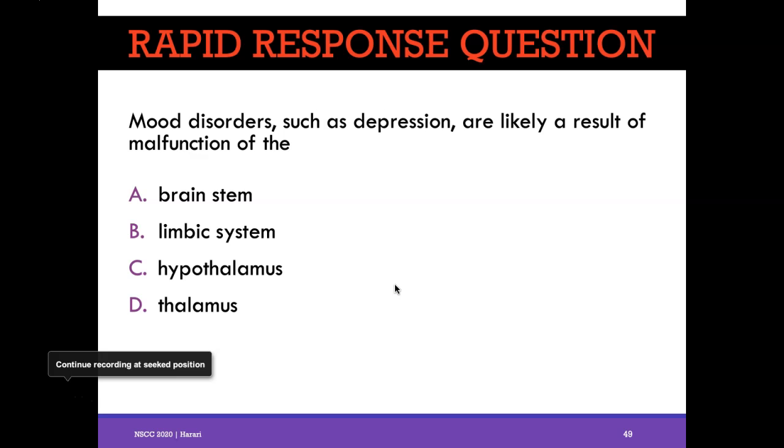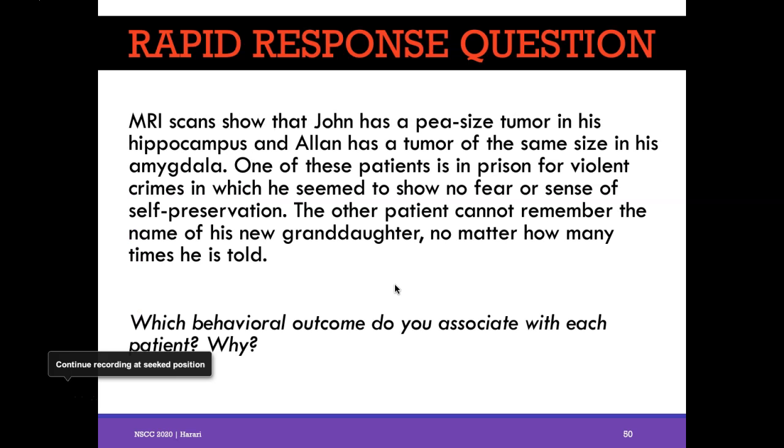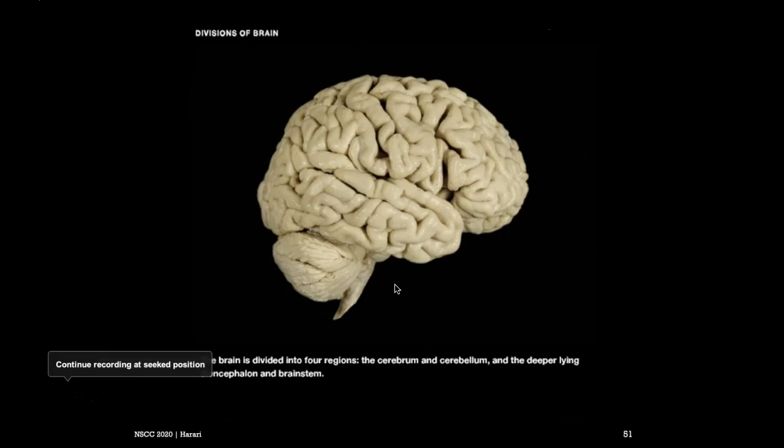Mood disorders, such as depression, are likely a result of the malfunction of blank. So pause here. And the answer would be the limbic system. And this is an oversimplification as well. And you can answer this question as well if you're interested.